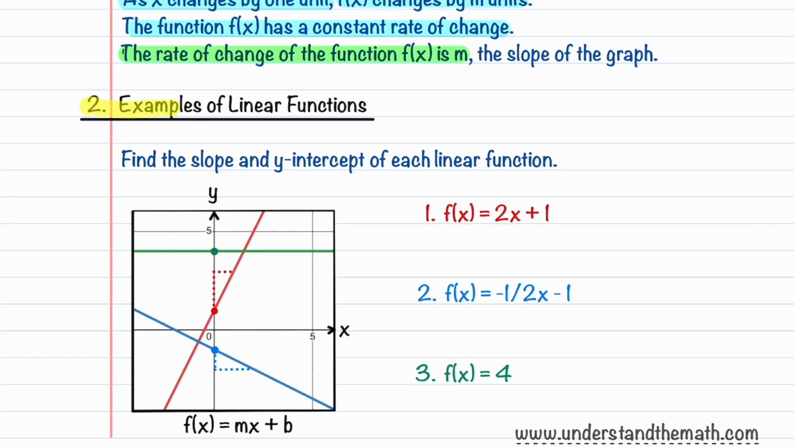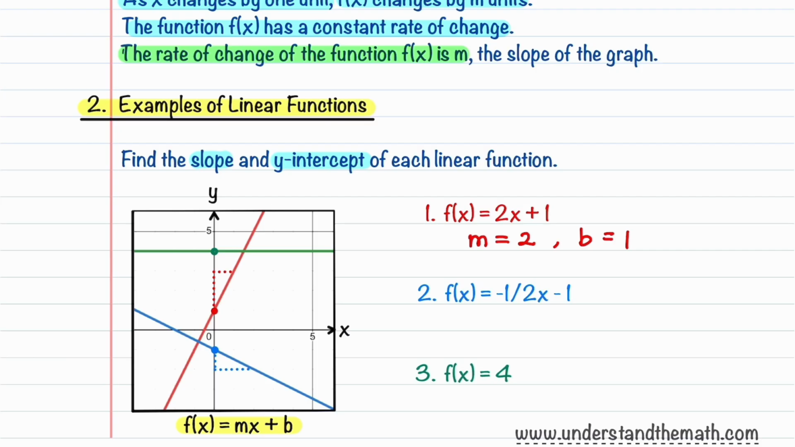Let's now look at some examples of linear functions so that you can understand them better. I have 3 examples listed here, and for each example, we're going to find the slope and the y-intercept. Each of these linear functions is written in the form f of x is equal to mx plus b. Let's look at our first example that's written here in red. The slope of this linear function is equal to m, which is 2. It's just the number that multiplies your x. And then our y-intercept is the number that stands by itself. And in this case, it's equal to 1.